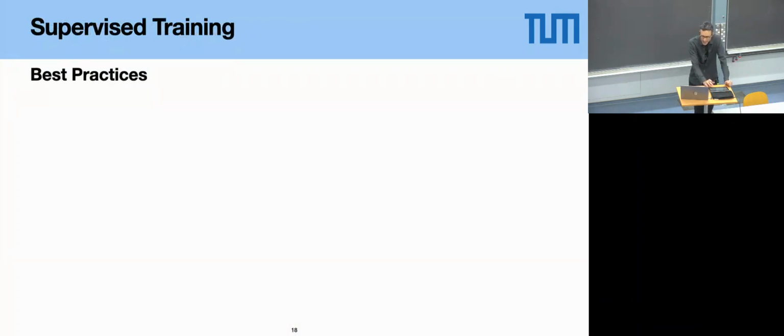For today, I do want to mention a few best practices with supervised training. Even if we're looking at neat and complicated physics models, it's really important to always start with these supervised training approaches.